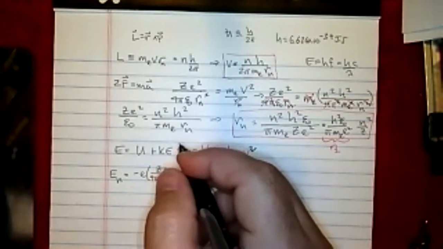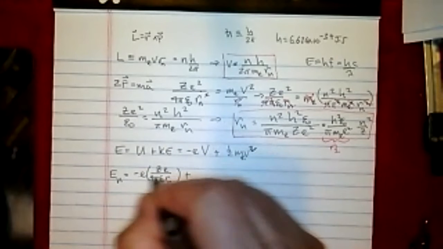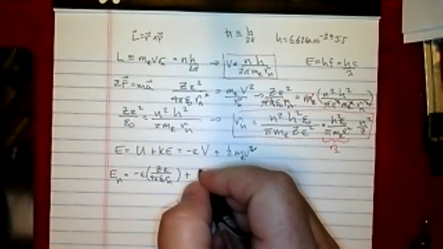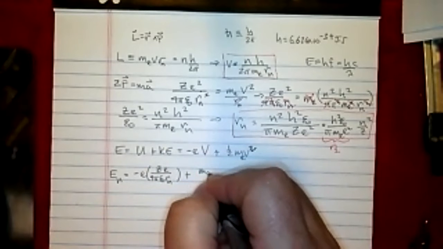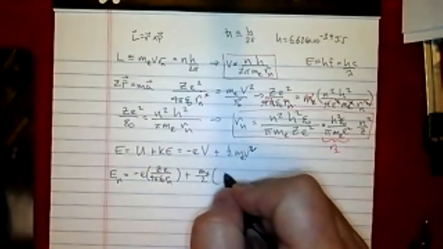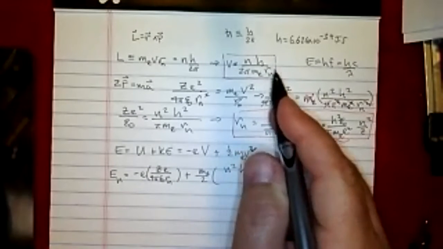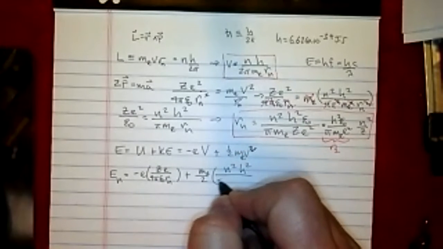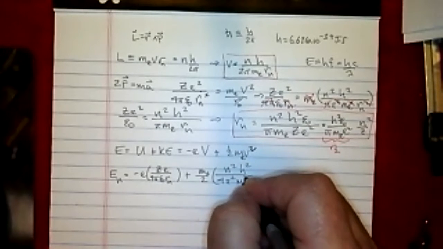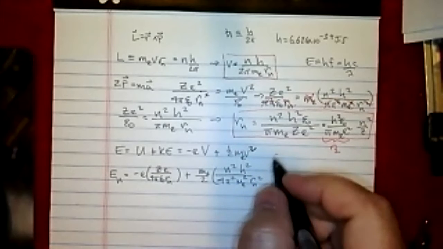And then from that, we can now multiply those two to get the actual potential, and now I've got to add in the kinetic energy, which will be m sub e over 2 times the square of the velocity. Well, the square of the velocity is n squared h squared, again using this formula over here, over 4 pi squared m sub e squared r sub n squared, just like that.